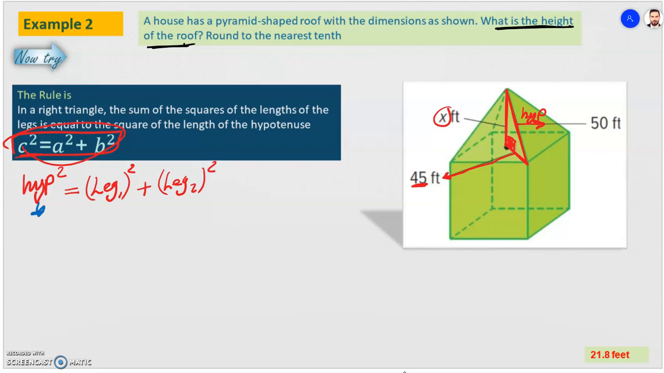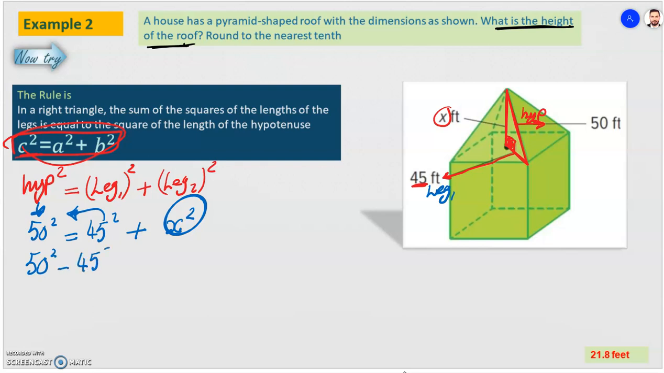Hypotenuse power 2 is 50 power 2. Let's say that this one is leg 1, 45 power 2, plus leg 2, which is x power 2. I want to get x power 2, but to get it, I have to switch 45 to the other side. So here I have 50 power 2 minus 45 power 2 equals x power 2.